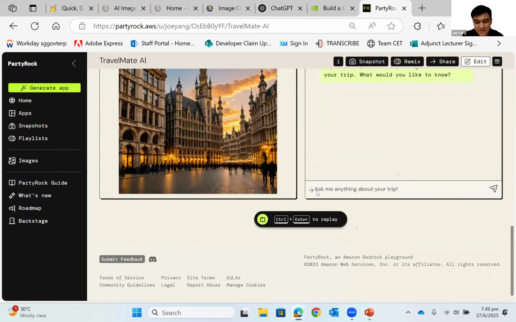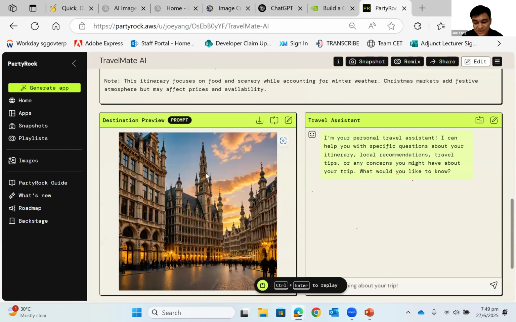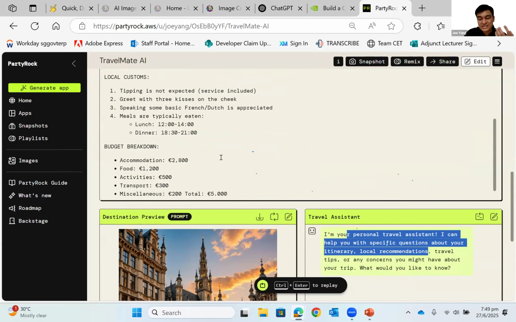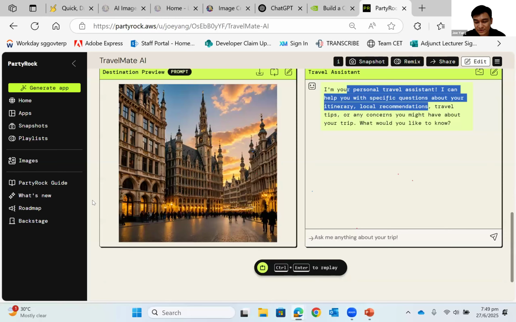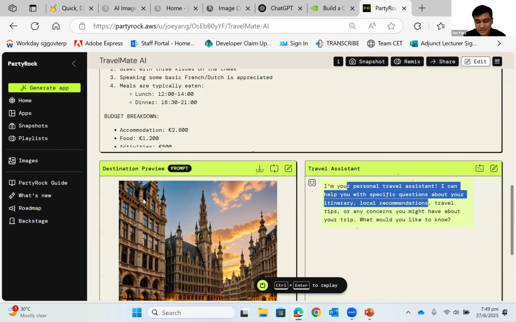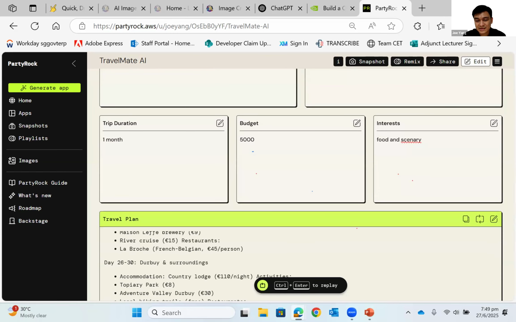Okay, so here they can even give you the Belgium landmark. This is the destination preview. So this is a personal assistant. You see, this platform is free, open source, from Amazon Web Services. You can use it to try out and create something useful. So this app is called Party Rock.